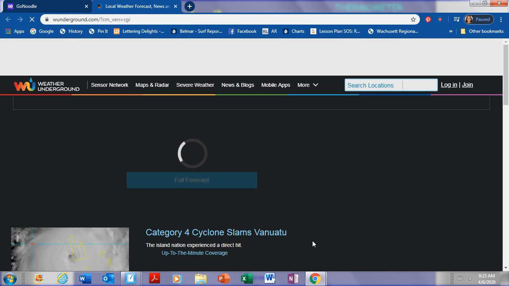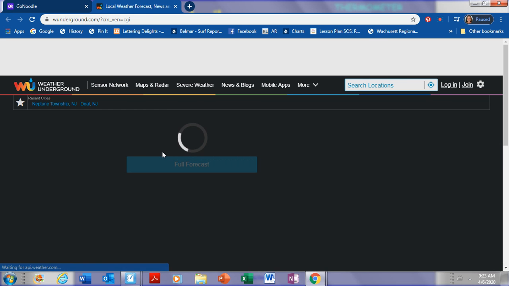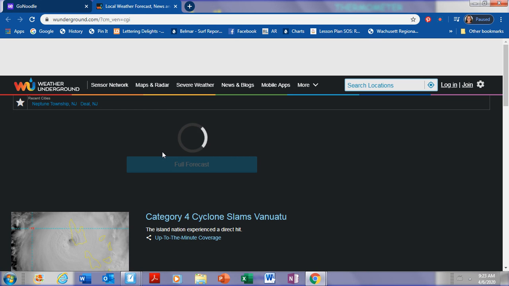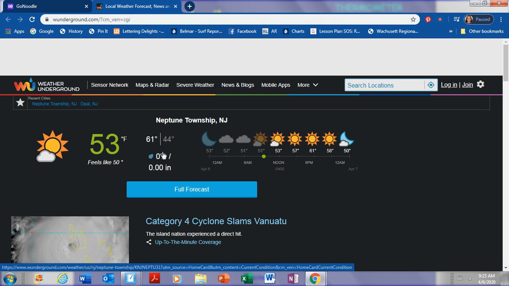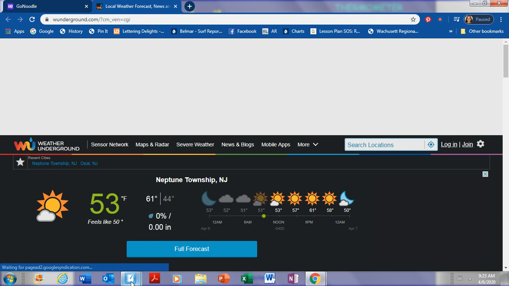Our local weather pops up right here when that's done loading. Let's see how close your prediction was, how close I was. And then we can add it to our calendar. All right, it's loading, 53. Early evening, that sounds great. And it does feel like 50 is not too far off.